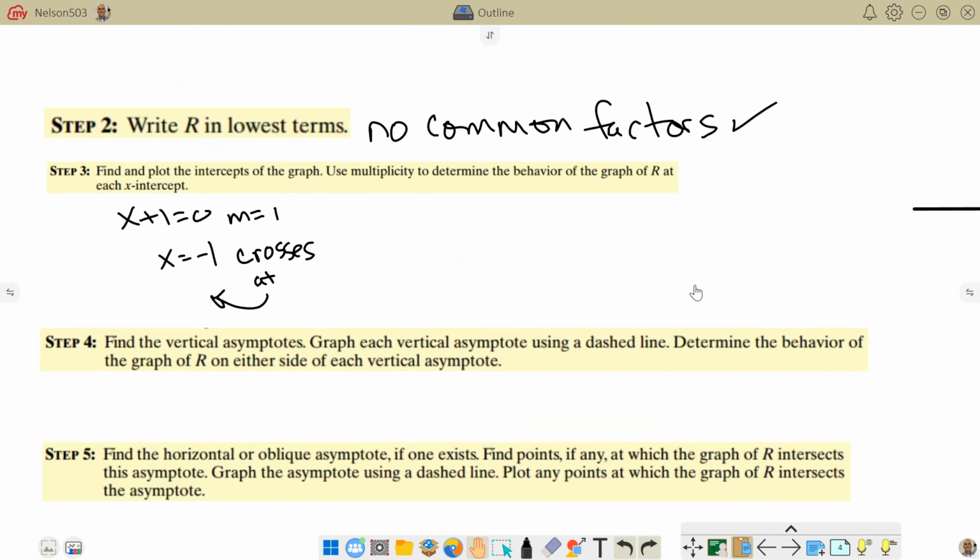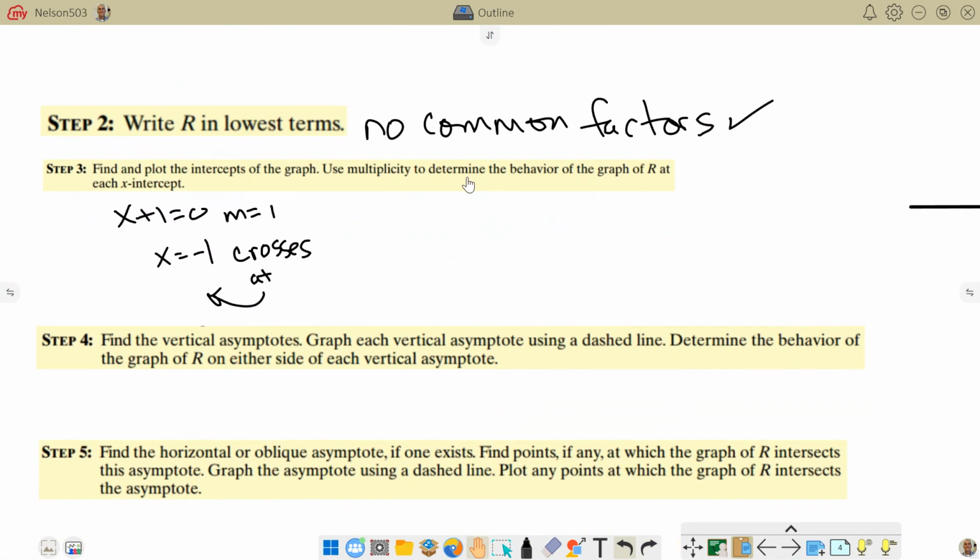The next thing it says, let's make sure I don't miss something here. Use the multiplicity to determine the behavior of r at each x-intercept. Okay. Oh, shoot, man. Why did I put it crosses right there? And I put over there that, shoot, that is the right word. It's early in the morning, sorry. Yeah, it definitely crosses because it's an odd multiplicity, right? Gosh, man.